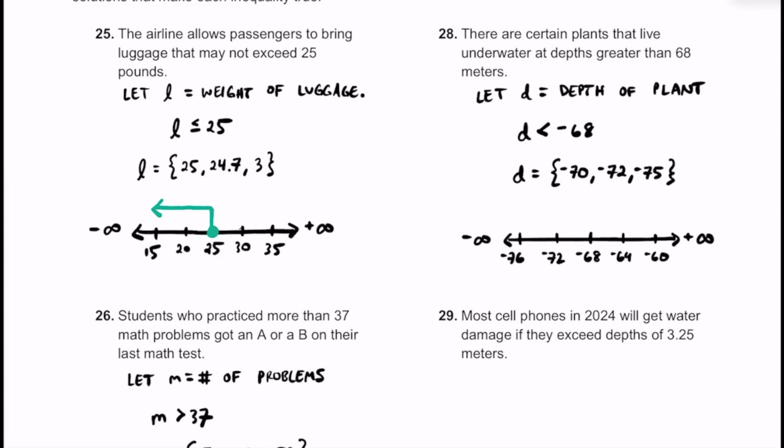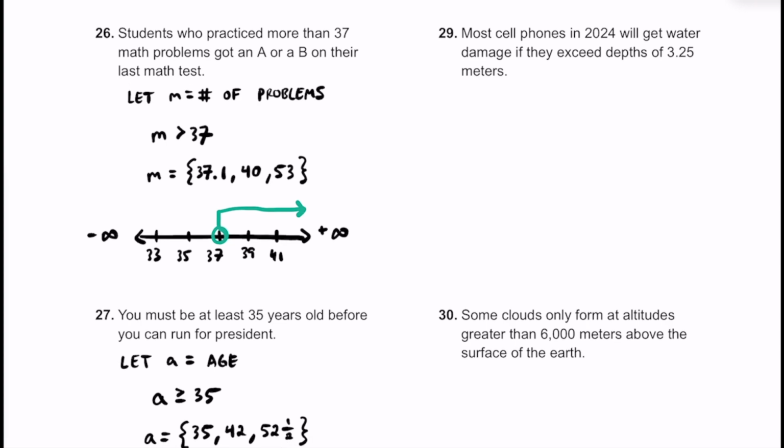So what are depths that are greater than 68 meters? Well, depths that are greater, open circle. These are all deeper underwater than 68 meters underwater. All right, moving on. We have a couple final ones to look at.